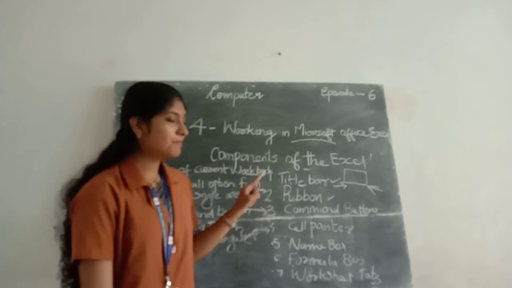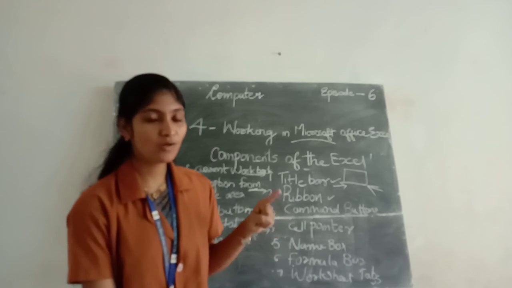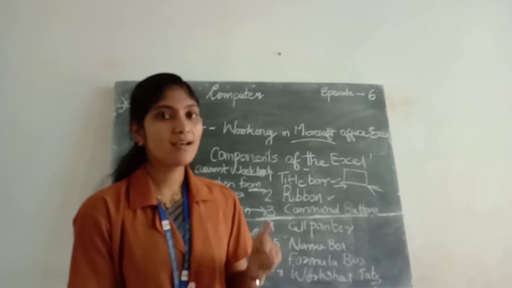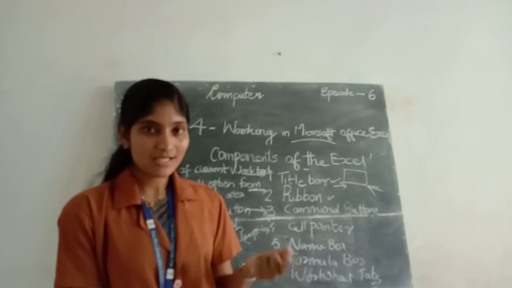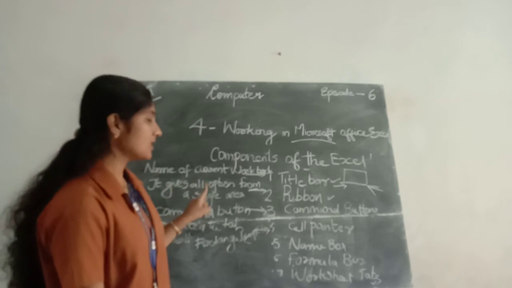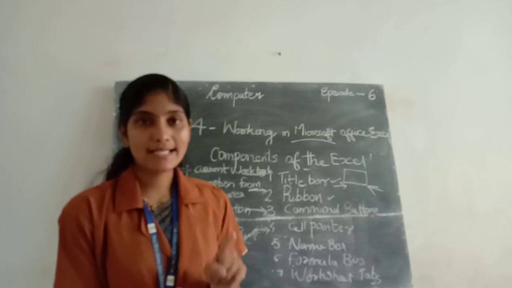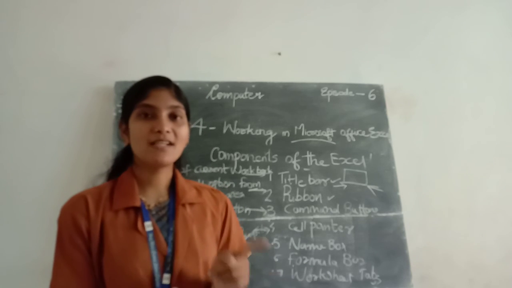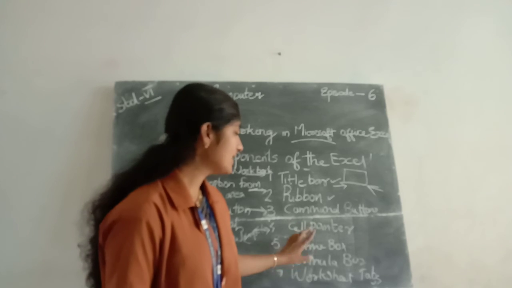And then ribbon. Ribbon means there is a rectangular area which gives all the options so that you can select the buttons from the area. That is, it gives all options from a single area. Third one, command button. When you click a particular tab, the command buttons related to that tab appear. That is command button.